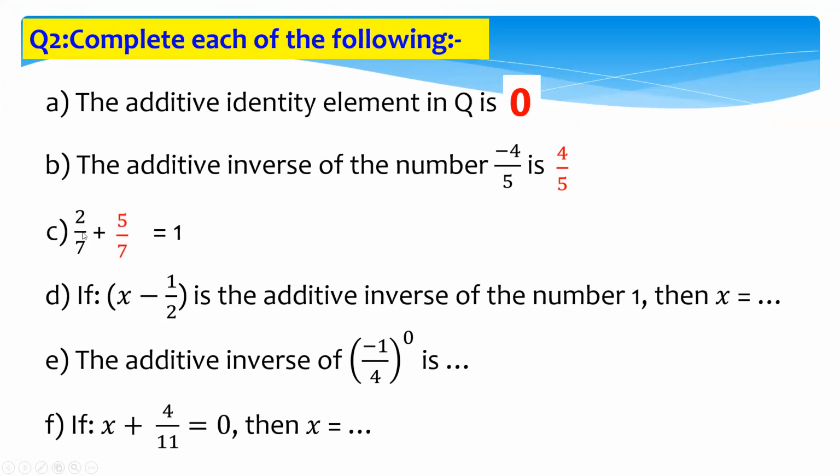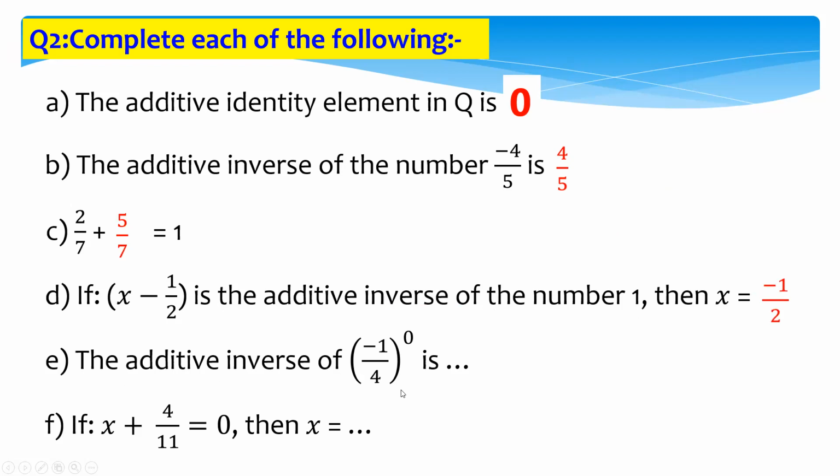Here I have 2 over 7 plus what equals 1? 1 means 7 over 7. 2 plus what equals 7? 2 plus 5. Here x minus 1 over 2 is the additive inverse of the number 1. It means the additive inverse will be negative 1. It means x will be negative 1 over 2, because negative 1 over 2 minus 1 over 2 will be negative 1.